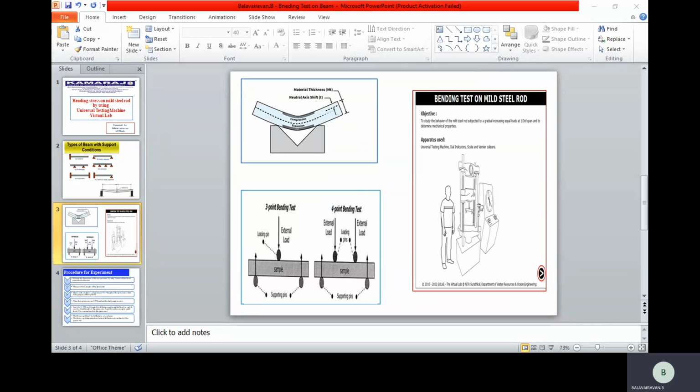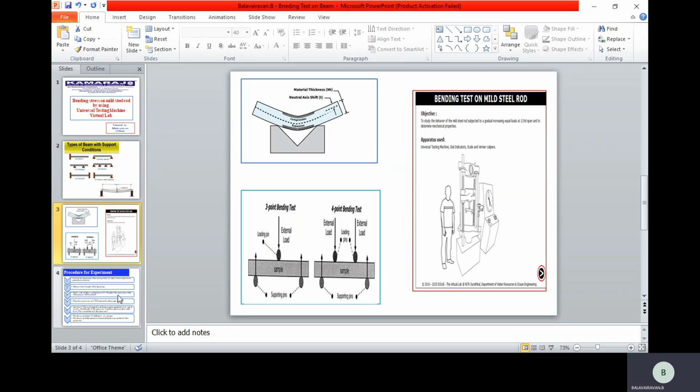In the 3-point bending test, we are going to fix the deflectometer at 3 points. 3 points means at the mid of the span and at 1/3 of the specimen. Then we are going to note the deflections at each point, the midpoint as well as 1/3 of the specimen. Then we are going to see the procedure to do the experiment.